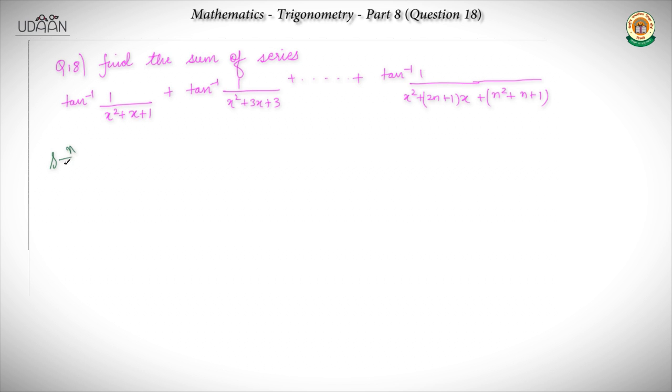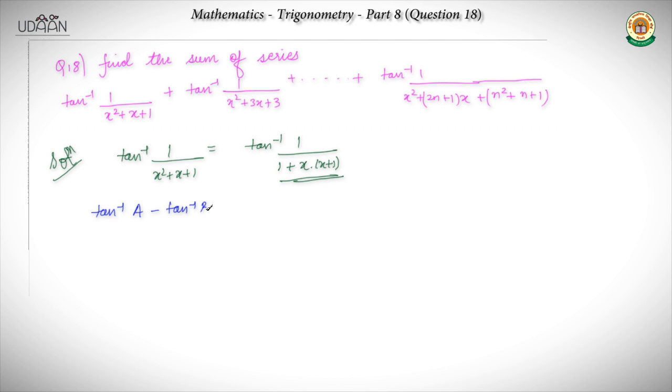For this question, I can write tan inverse of 1 upon x square plus x plus 1 as tan inverse of 1 upon 1 plus x into (x plus 1). Here, one thing is clicking for me. There is a formula: tan inverse of A minus tan inverse of B is tan inverse of (A minus B) upon (1 plus AB). So, by using this formula, I'll solve this question.